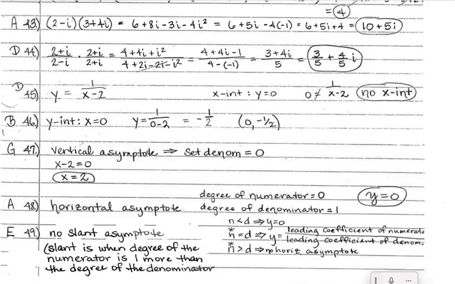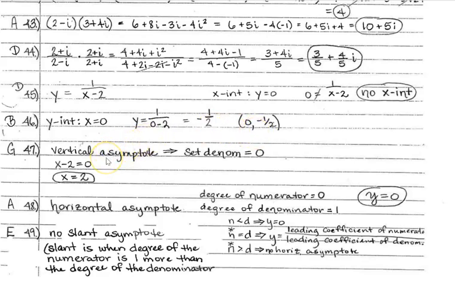All right, for 45, we're working with the rational function 1 over x minus 2. And they want us to find the x-intercept. So the x-intercept is just where y is equal to 0. So if we set this equal to 0, there's no place that these are equal to each other, so I have no x-intercept. My y-intercept is where x equals 0, so I'm going to put 0 in for that x right there. So that would be 1 over 0 minus 2, or -1/2 for my y-intercept.